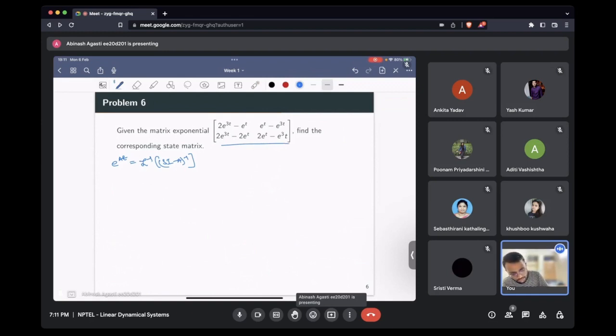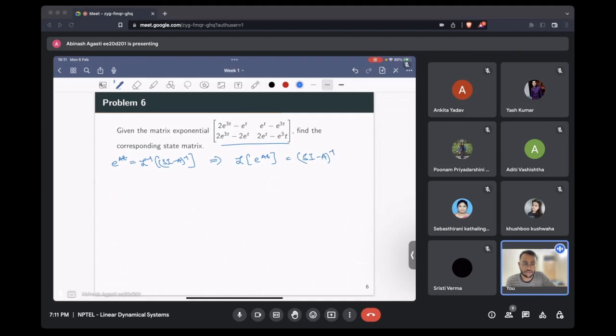So let's take Laplace transform on both sides. That gives me the Laplace transform of e to the power At is equal to (sI minus A) inverse. Okay, so just a minute.